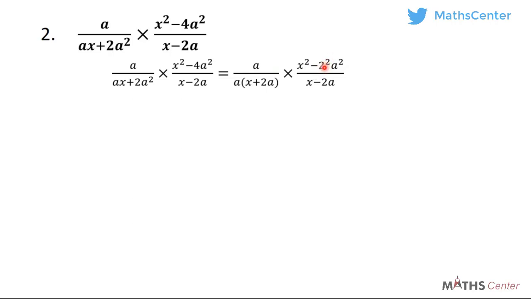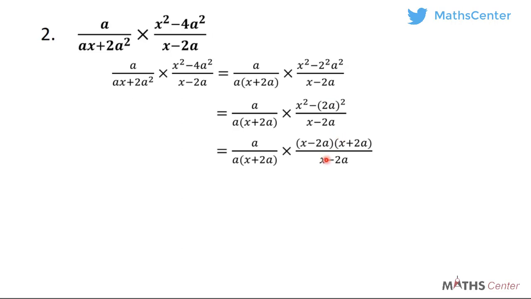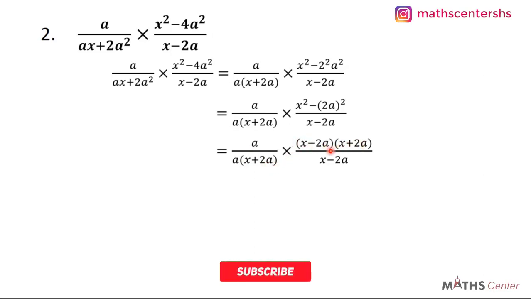Now immediately we change 4 to 2 squared. We can write this as a over a into bracket x plus 2a times x minus 2a all squared over x minus a. Now x minus 2a all squared is a difference of 2 squares, so let's write that in its general form. Now when you write it, we are going to get a over a into bracket x plus 2a times x minus 2a in one bracket, x plus 2a in the other bracket, all over x minus 2a. So this is how to expand this difference of 2 squares.